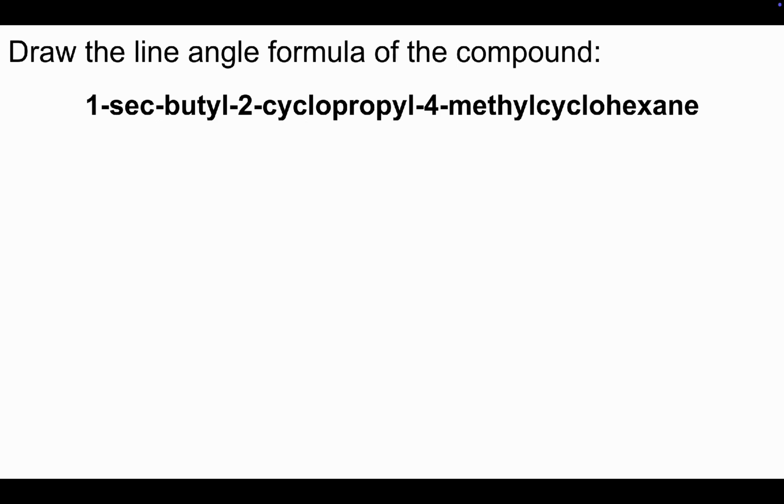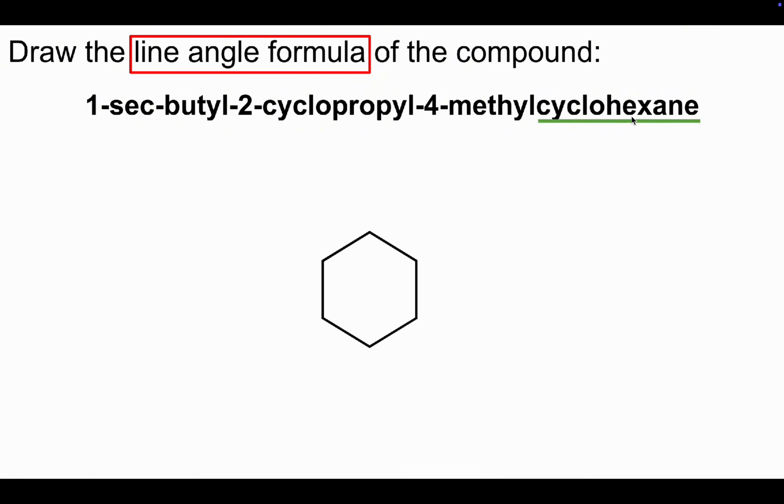Next, draw the line angle formula of the compound. Here you are asked to draw the line angle formula. In line angle formula, the vertices are carbon atoms and you don't show the number of hydrogen atoms. So let's start with the parent chain cyclohexane. Cyclo meaning this is a ring. Hexane, so it's a ring with 6 carbon atoms. So we draw this one, a hexagon. So if this is our carbon number 1, we'll have sec-butyl: 1, 2, 3, 4. This is from the non-systematic names.